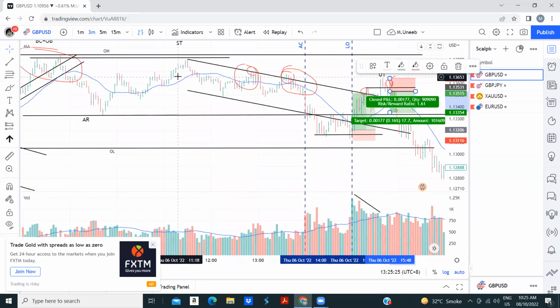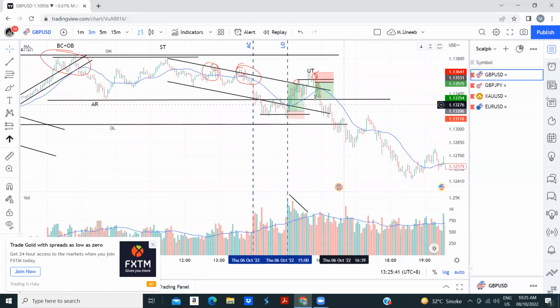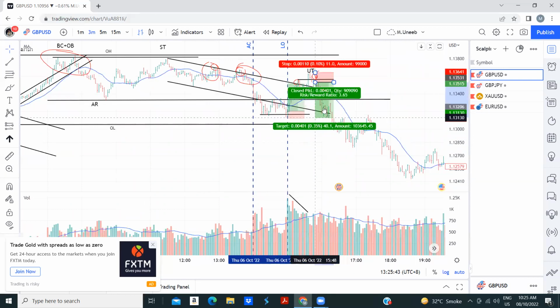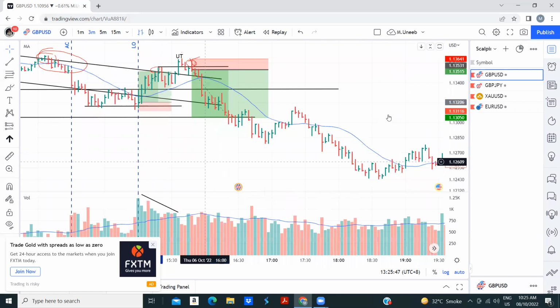Right now we are following what structure? We are not following this structure. We are following this main structure, right? So if we are following this main structure, our next target would be this one, OL. So yes, we extend it all the way to the OL. That's it. Finish. Got it?